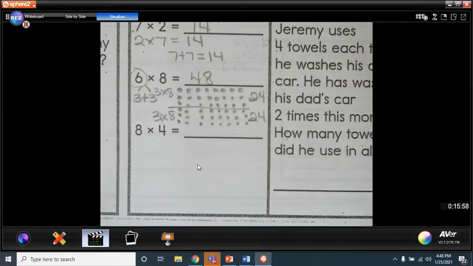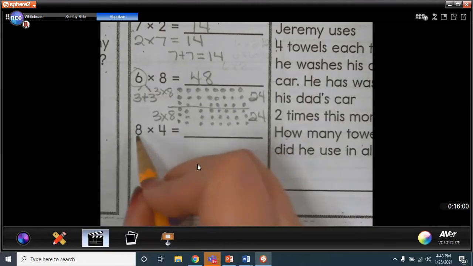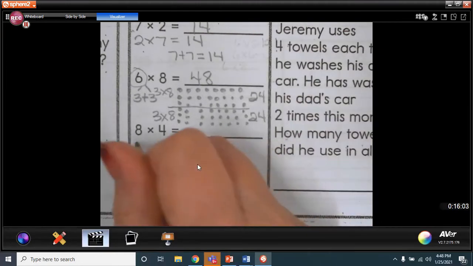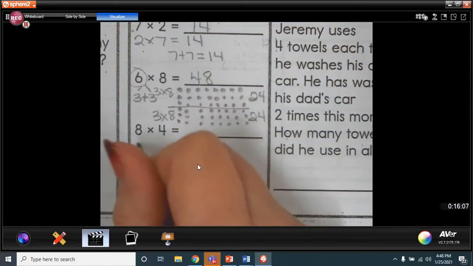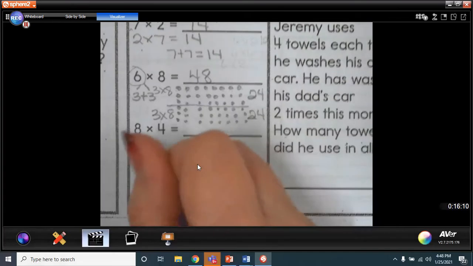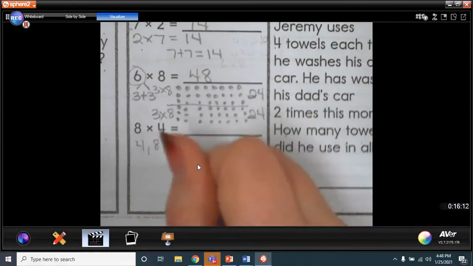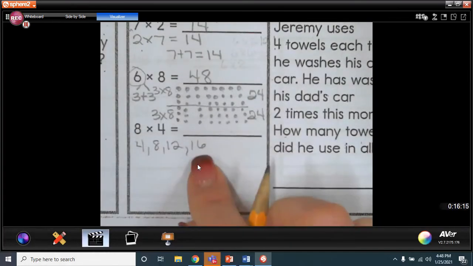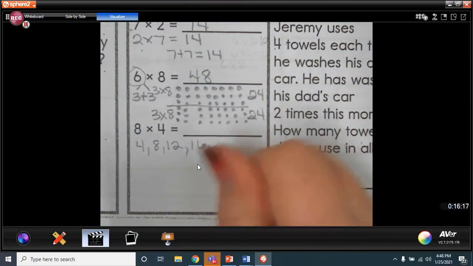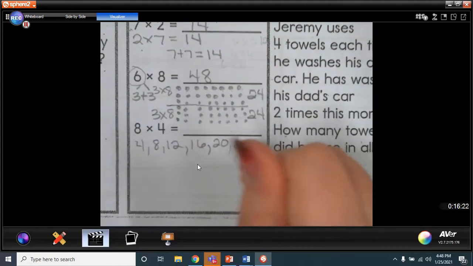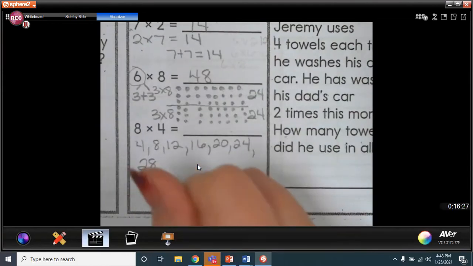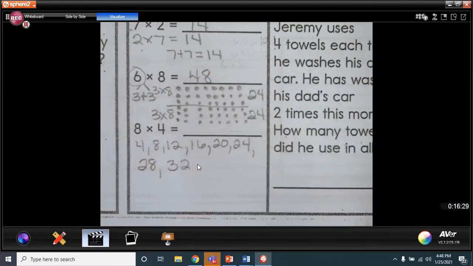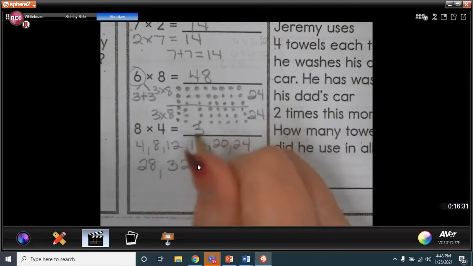All right, finally, 4 groups of 8 or 8 groups of 4. Again, you could draw an array. You could use repeated addition. You can skip count. 4, 8, 12, 16. So now I've gone 4 groups of 4. Add another group of 4. Now I'm at 20. 24. Now I'm at 6 groups. 7 groups of 4 would be 28. And finally, 8 groups of 4 is going to be 32.